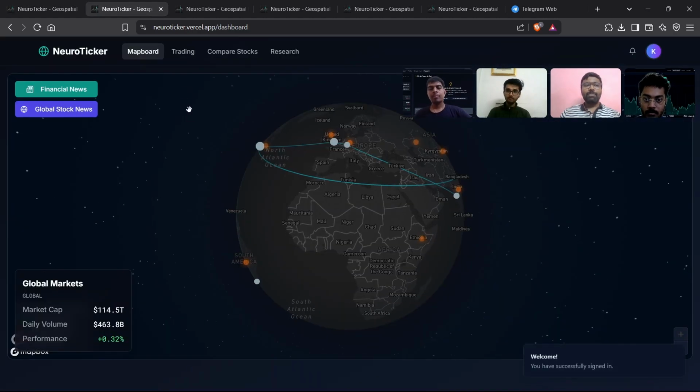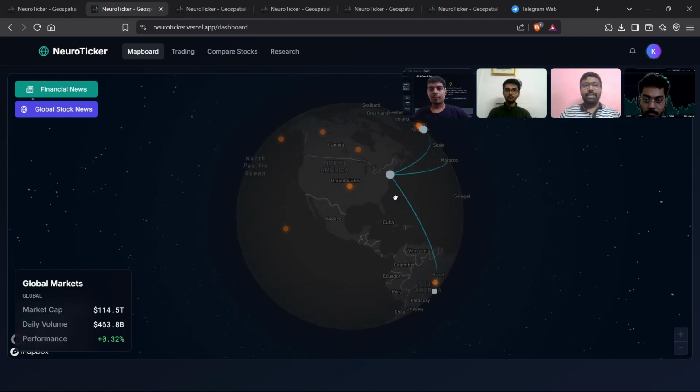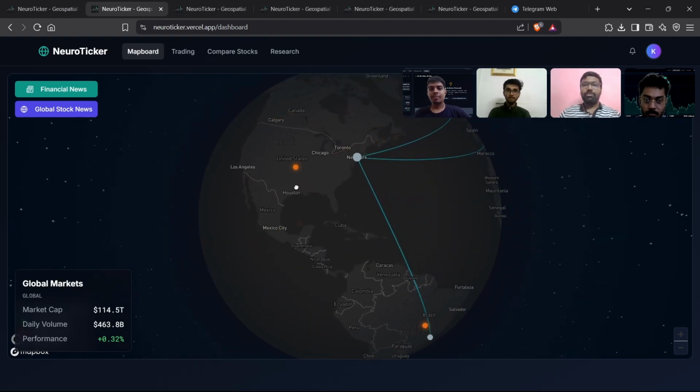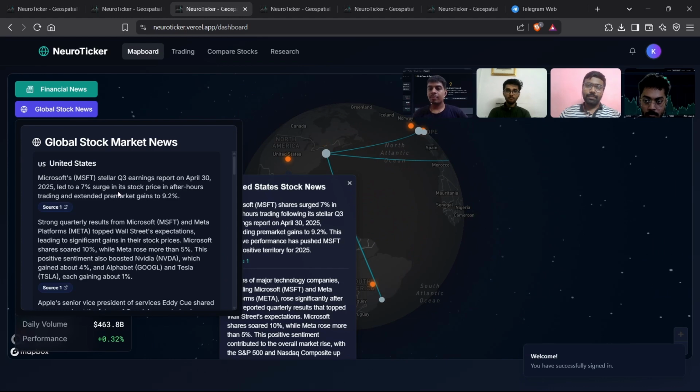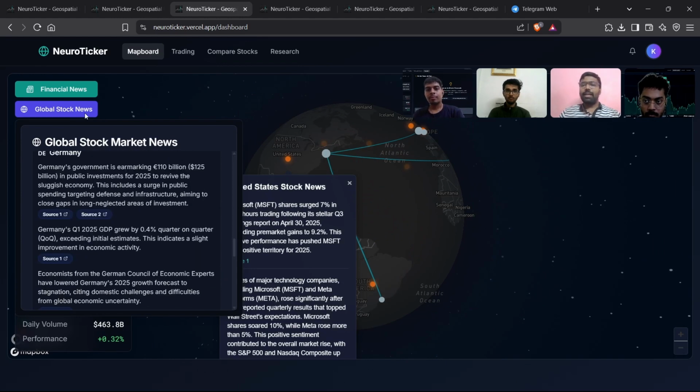Hello guys, let me walk you through the key features of NeuroTicker. First is Mapboard. It's like your global stock news radar powered by Sonar API. It fetches real-time summarized news from different countries along with the sources. You'll find curated updates in global stock news and financial news pop-ups, all at your fingertips.